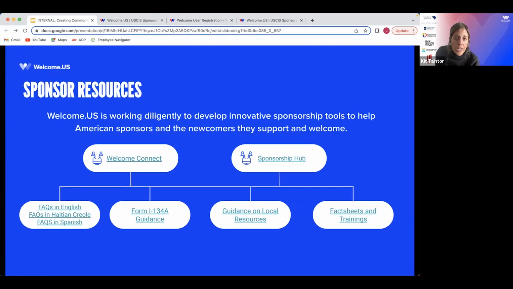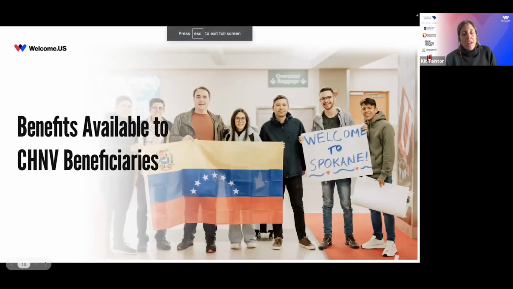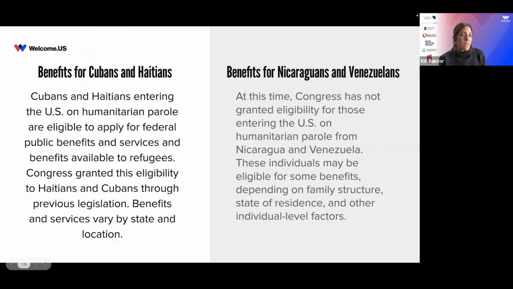All right, and now on to the different benefits that are available to CHNV beneficiaries. Different populations arrived to the United States will have different varying levels of eligibility to public and refugee resettlement benefits. There's a difference here. We've been talking about the CHNV populations at large, and now I'm going to break it up into two categories. One is what benefits and services are available to Cubans and Haitians, and the other, what benefits are available to Nicaraguans and Venezuelans.